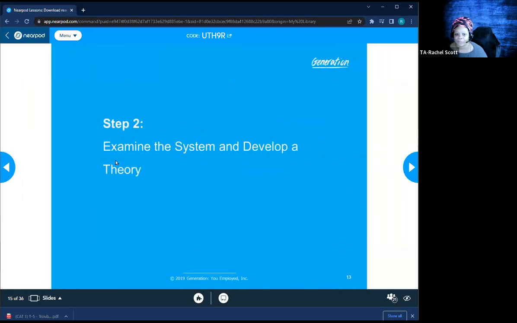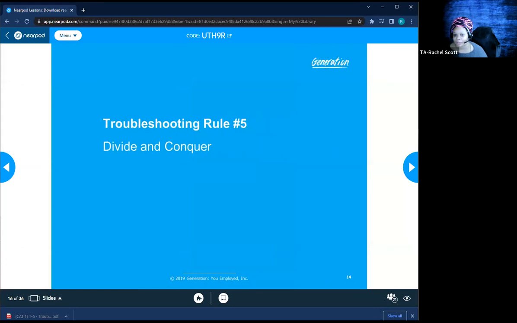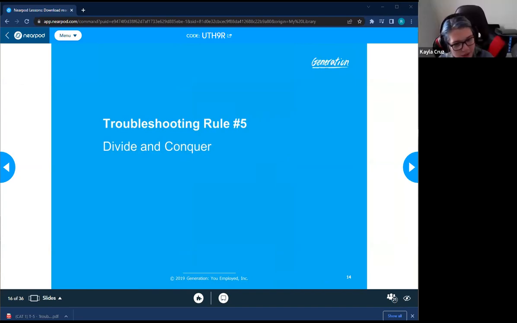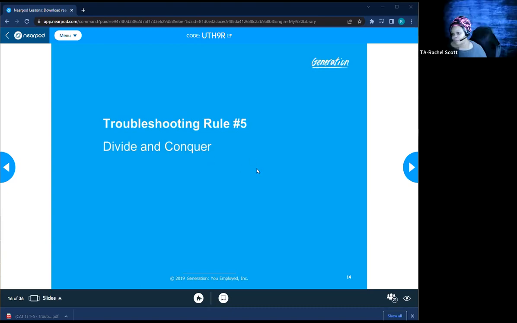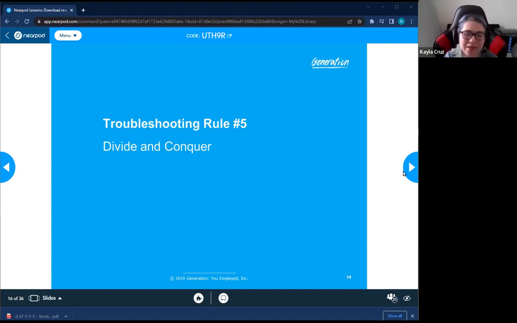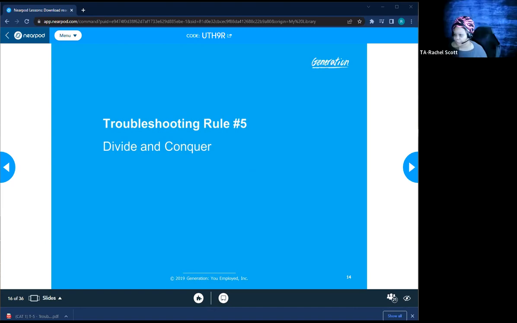Step 2, examine the system and develop a theory. Troubleshooting rule, divide and conquer. What do you think that means? Sharing the workload so that you can get it done. Well, divide and conquer is kind of like splitting up in small steps and then kind of tackling it, if you want to get specific. Thank you. Yeah, I can appreciate both what you said, both points.